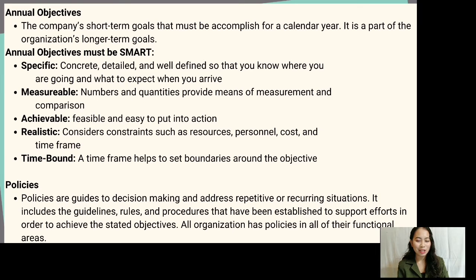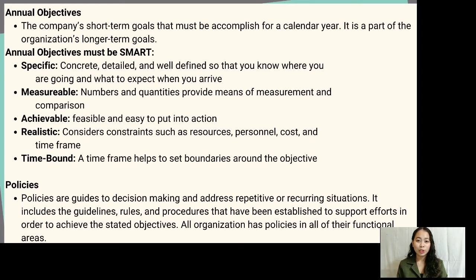S, for specific. The objectives should be concrete, detailed, and well defined so that you know where you are going and what to expect when you arrive. M, for measurable. Numbers and quantities provide means of measurement and comparison. A, achievable. Feasible and easy to put into action. R, for realistic. The objectives should consider constraints such as the resources, personnel, costs, and the time frame. And lastly, time bound. A time frame helps to set boundaries around the objective.